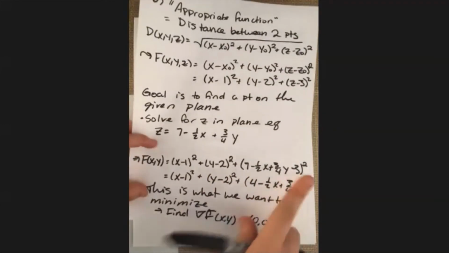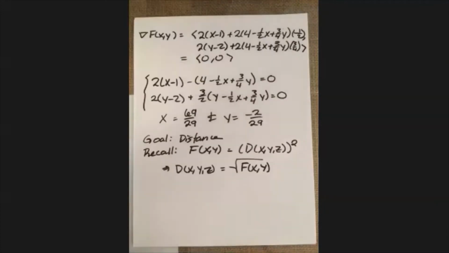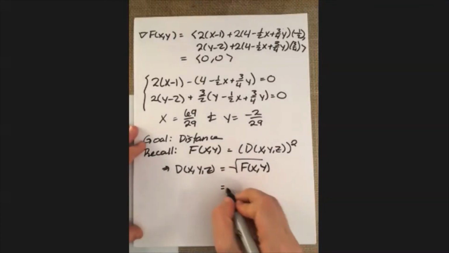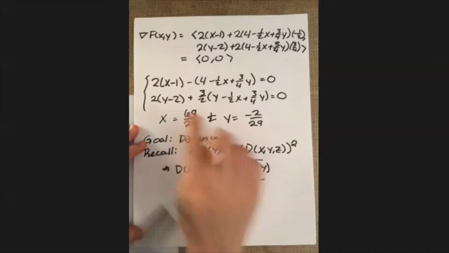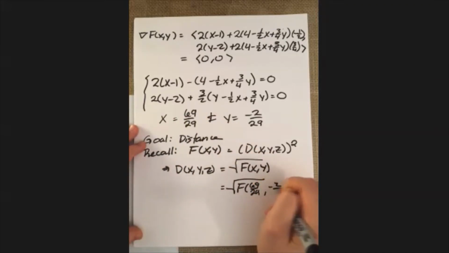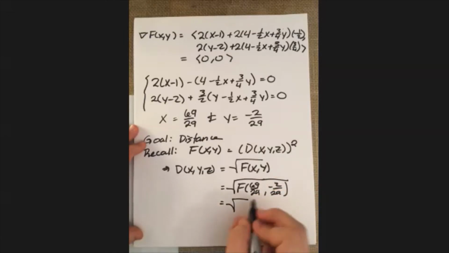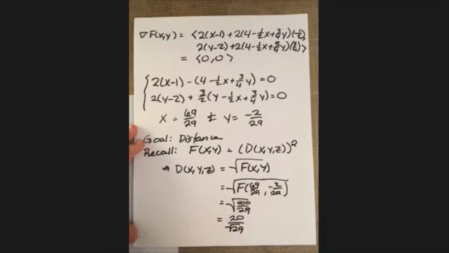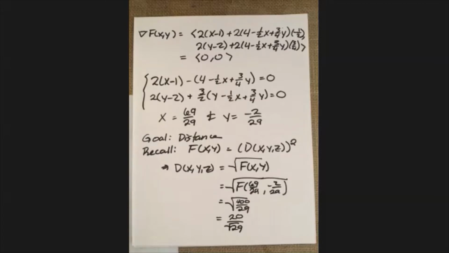So you take those two values for x and y, plug them in there, simplify it down, and what you get when you take f of 69 over 29 and negative 2 over 29, is the square root of 400 over 29, which is just equal to 20 over root 29. So that is the shortest distance from the point that we were given to the plane.